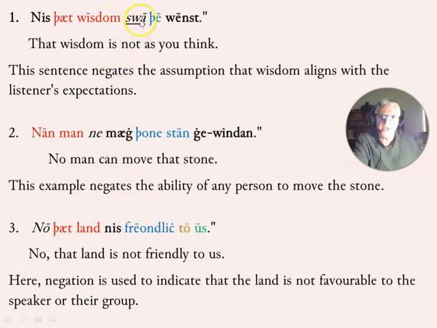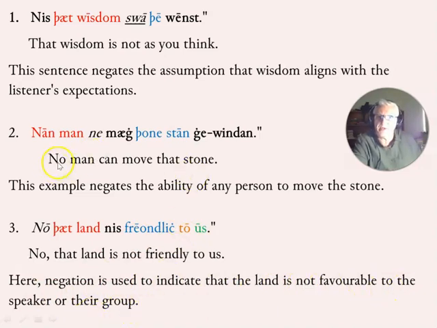Up here we have a conjunction, by the way. This is a conjunction. So you have first clause here, nis that wisdom, swathe wenst. Okay, and the verb has gone to the end. Next one. Nan that land nis vrijendlich to us. Okay, not is. No, that land is not friendly to us. Not is friendly to us. Okay, here negation is used to indicate that the land is not favourable to the speaker or their group.